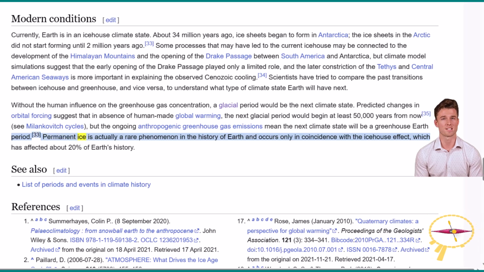Permanent ice is actually a rare phenomenon in the history of Earth and occurs only in coincidence with the icehouse effect, which has affected about 20% of Earth's history.